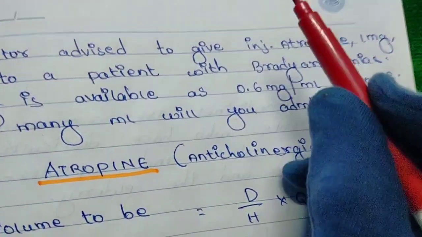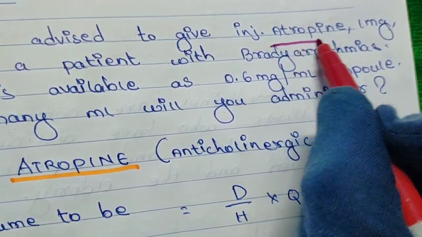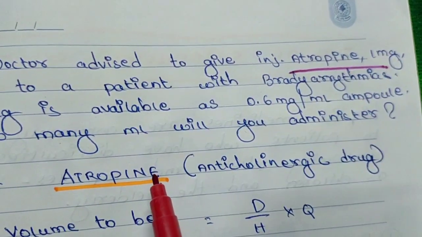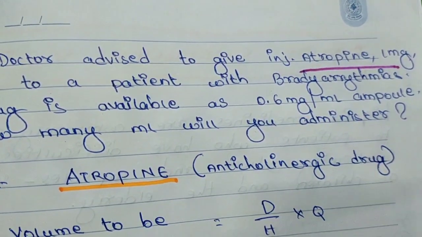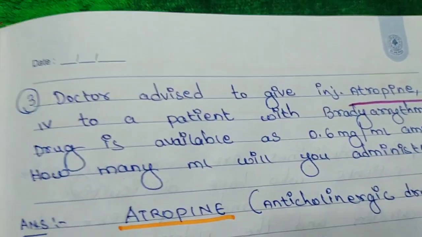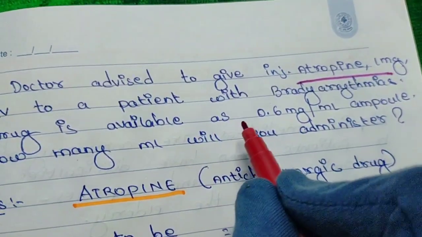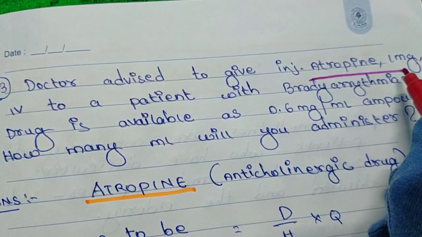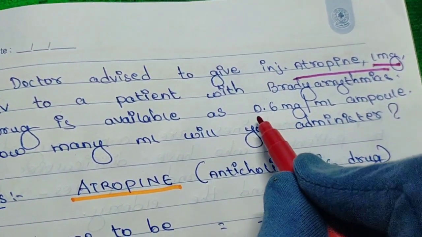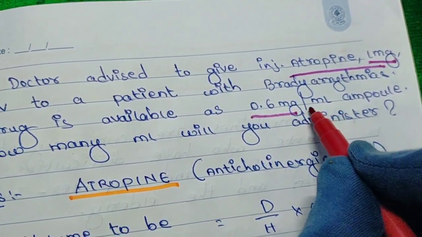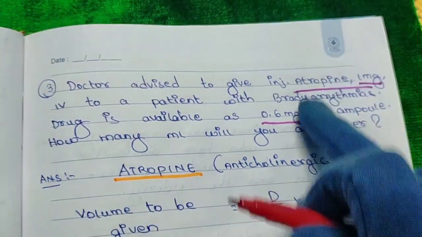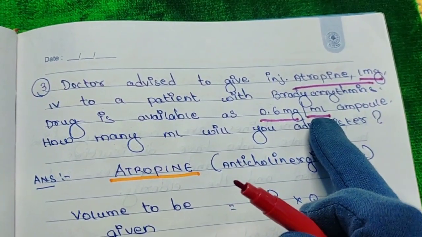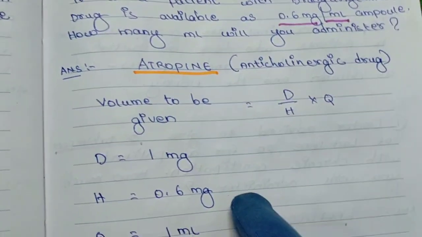So first see which medicine we are talking about. Atropine, and atropine is an anticholinergic agent which is used in bradyarrhythmias. The ordered dose is 1 mg, and available dose is 0.6 mg, and stock volume is 1 ml. So first, these are the important things that we have to note in the question. And then we can calculate it easily.